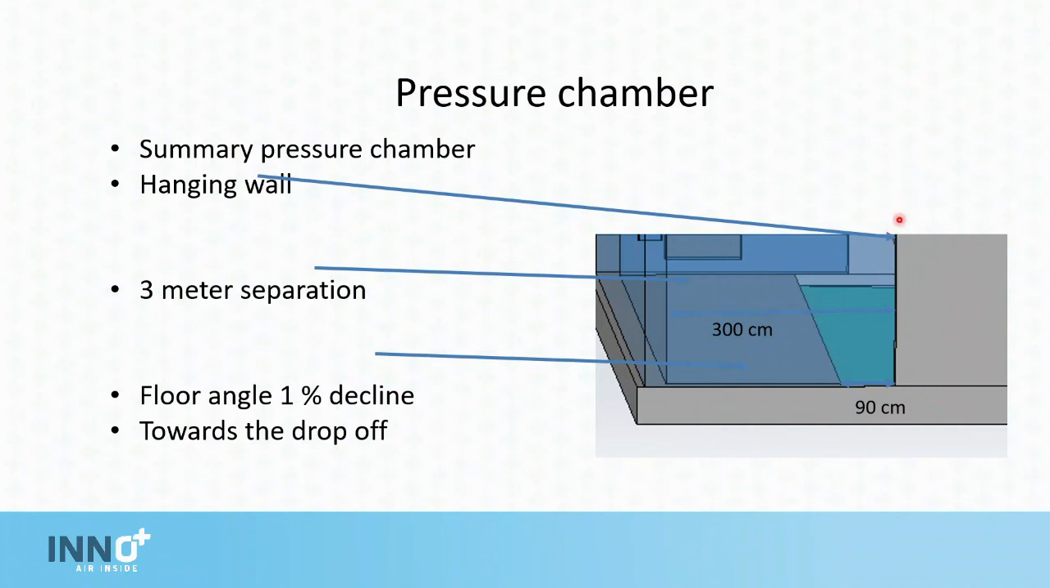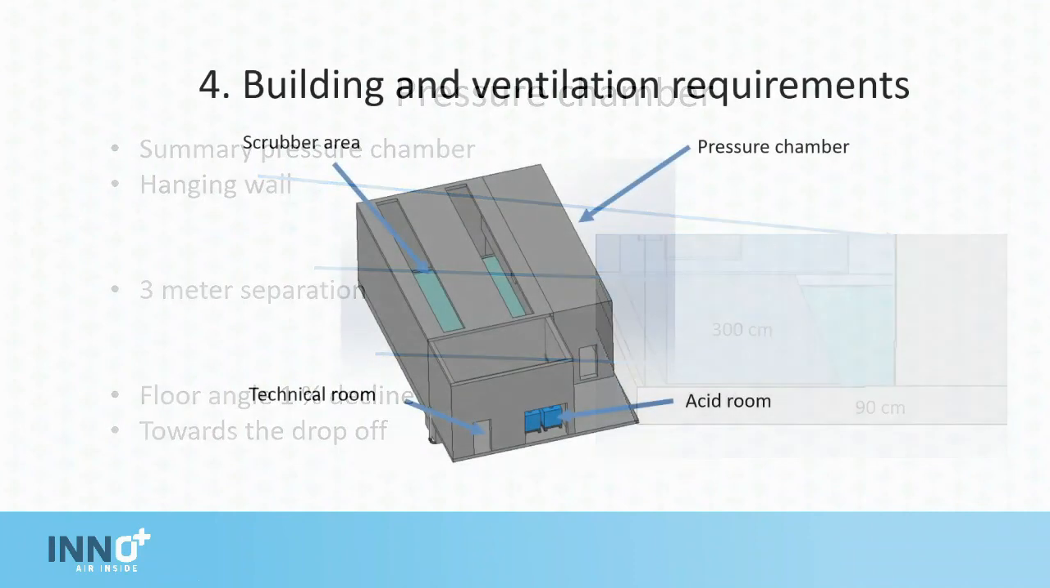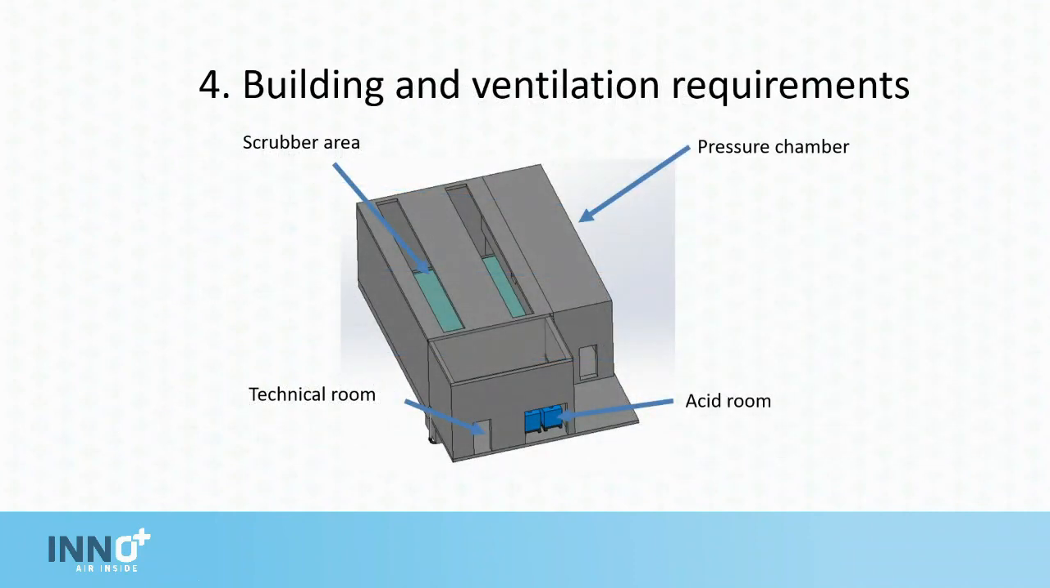Here we have the hanging wall, and the fans should be at least 3 meters away. The floor should be at an angle of 1% decline towards the scrubber area, and the drop-off point should be 90 centimeters away from the hanging wall. That was the pressure chamber. Now let's have a look at the scrubber area. This is the area where the tables will stand together with the packaging materials.